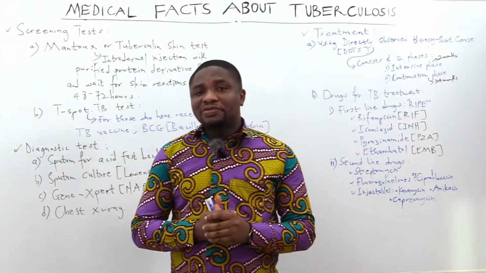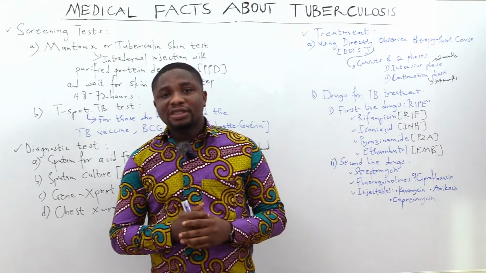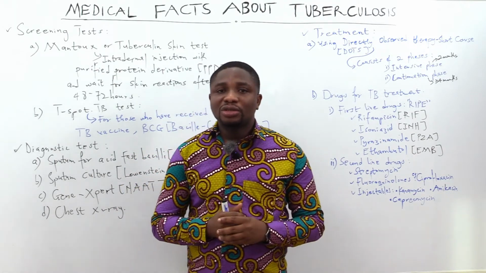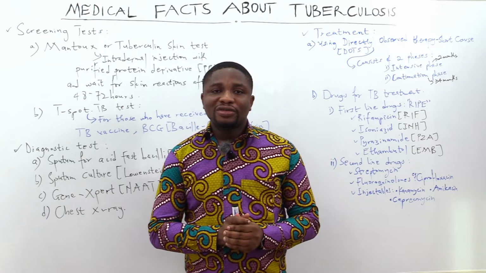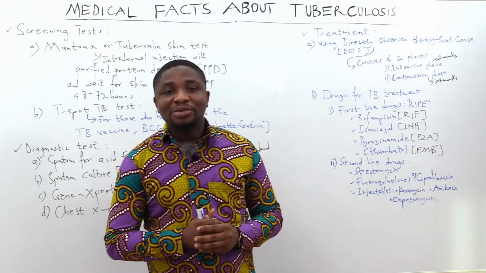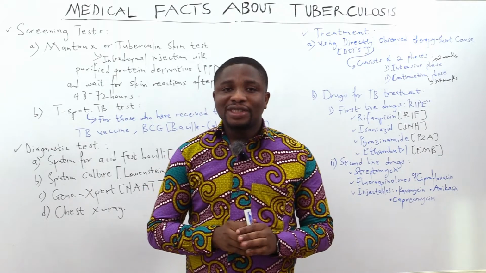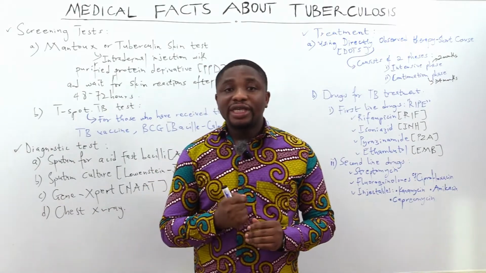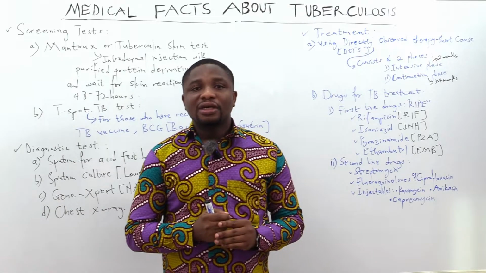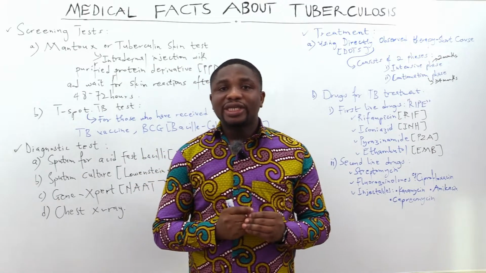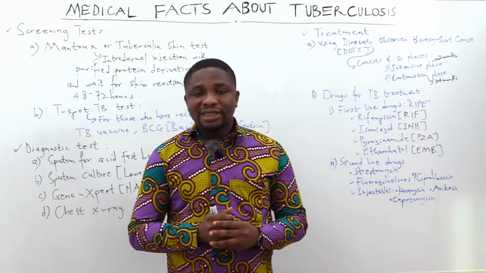Let's talk about the treatment for tuberculosis. For the treatment, DOTS is used. And what does DOTS stand for? It stands for Directly Observed Therapy Short Course. And it's made up of 2 phases. The intensive phase, which takes 2 months, and the continuation phase, which takes at least 4 months.